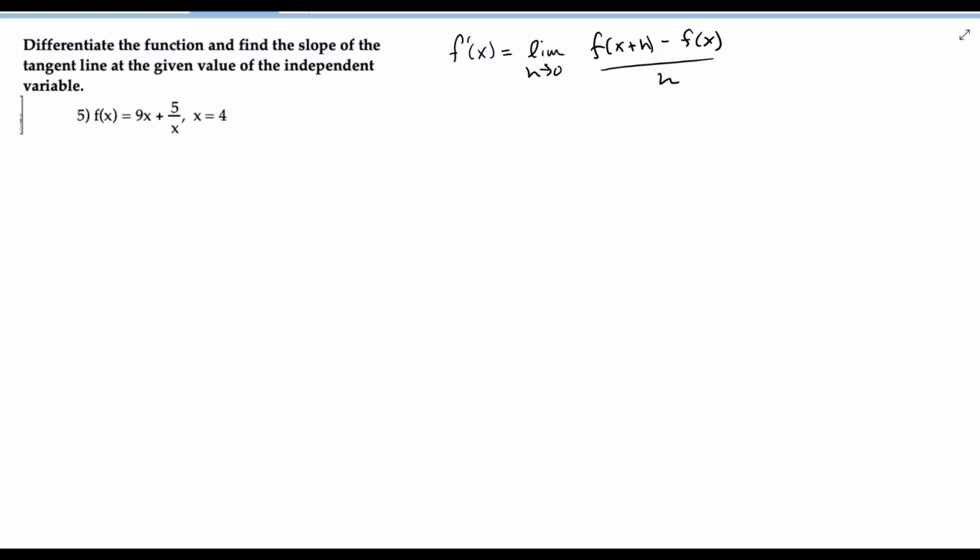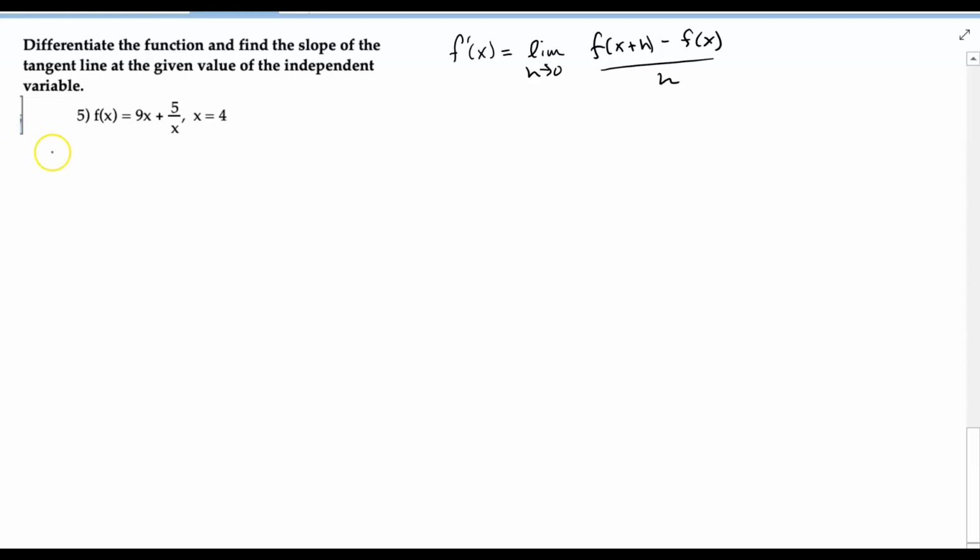Okay, we're asked in this problem to differentiate the function, so that means find the derivative, and then find the slope of the tangent line at the given value of the independent variable. And so they want the slope of the tangent at x equals 4. And we're going to look for that. But before we do that, we're going to find the limit of the difference quotient, which is the derivative. That's what they mean by differentiate.